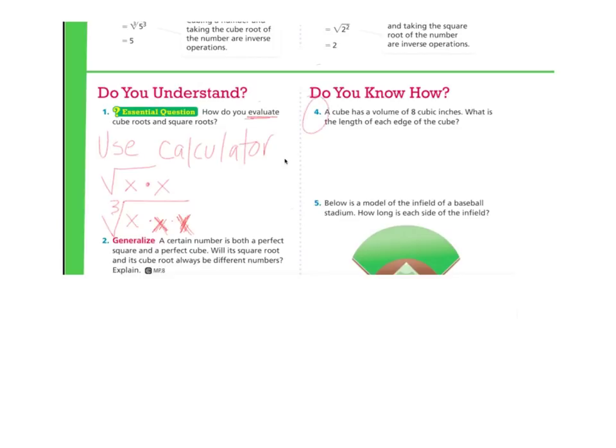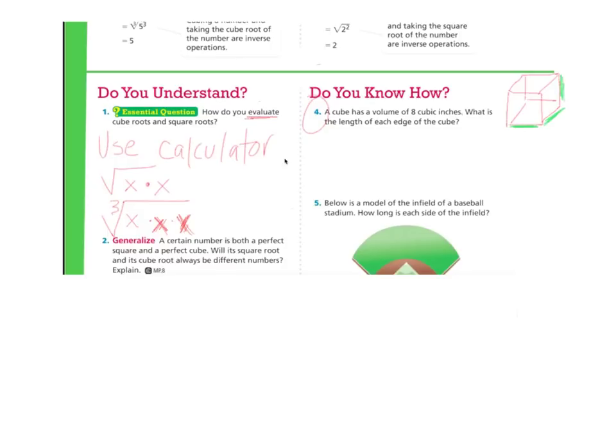Let's take a look over here at 4. If a cube has a volume of 8 cubic inches, what is the length of each side? So remember, let's draw our best cube over here. That's not my best effort, but it's not too bad, I don't think. Okay, what do we know about the volume of a cube? Remember, volume of the cube says, hey, this green edge right here times this edge right here times this one right here has to equal 8.